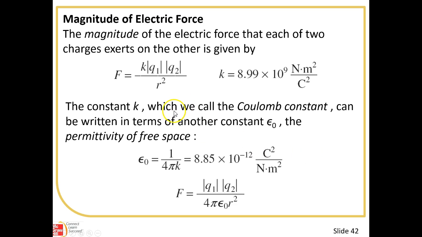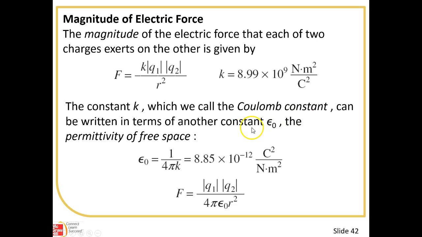Here's the equation for Coulomb's law. Force is equal to K times the absolute value. Notice that we're going to remove the direction on these. So this is K times the absolute value of Q1 times the absolute value of Q2. Remember, Q stands for charge, and that's divided by r squared, where K is a constant. We call it the Coulomb constant.